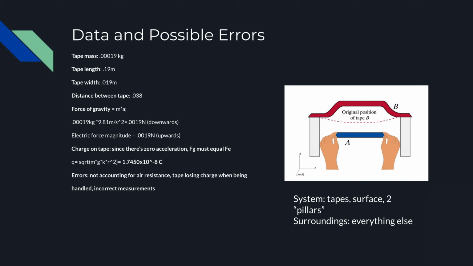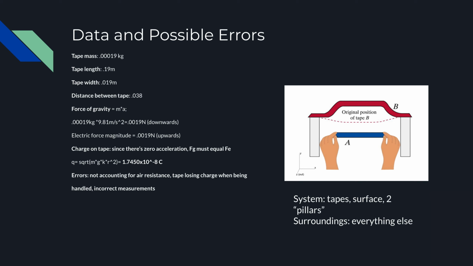So from the data, again, the mass is 0.0019 kilograms, the length is 0.19 meters, the width is 0.019 meters, and the distance is 0.038. First, I found the gravitational force, which is just mass times acceleration, and it was 0.0019 newtons downwards. The electric force magnitude was 0.0019 newtons upwards because it is suspended. For the charge on the tape, we know that there's zero acceleration, and like we illustrated above, the force of gravity must equal the force of electricity. So you just rearrange the equation for the force of electricity, and you find that the charge is equal to 1.7450 times 10 to the negative 8 coulombs.